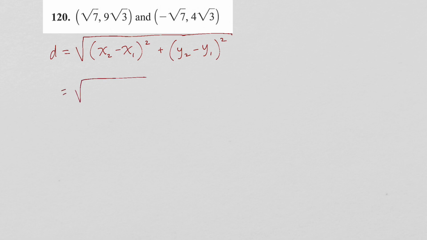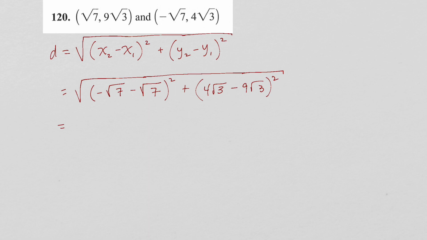Okay, again, we're going to use the distance formula, which is there. And so this is going to be equal to the square root of x2, which is negative root 7, minus x1, which is root 7. We're going to square that, plus y2, which is 4 root 3, minus y1, which is 9 root 3. Here we have negative 1 minus 1 is negative 2.